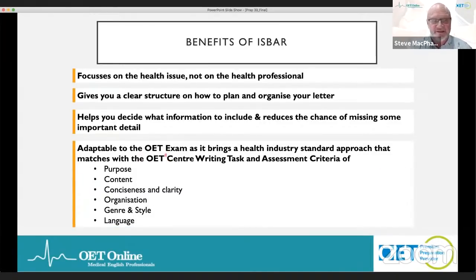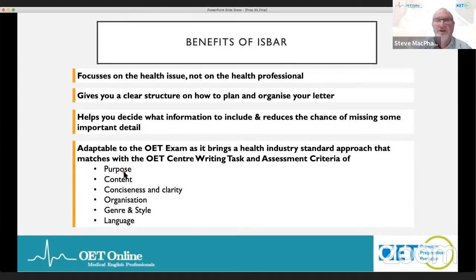And importantly, it's adaptable to the OET exam, because ISBAR is a health industry standard approach. Many of you here know about ISBAR. It's used in Australia, it's used in the UK, it's used in many, many regions. Many of your target destinations use ISBAR. So if you are using ISBAR, you're preparing yourself for the workplace. And so that's the industry standard aspect. And it matches with the OET writing task and the criteria, because OET is a workplace English test. So anything that replicates the workplace is a good thing.